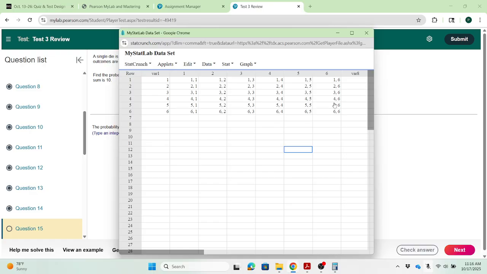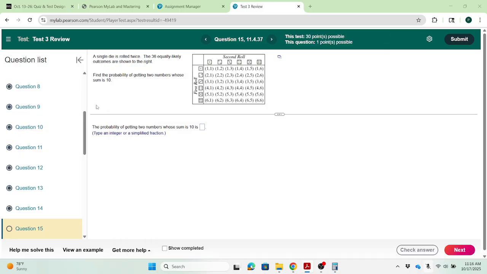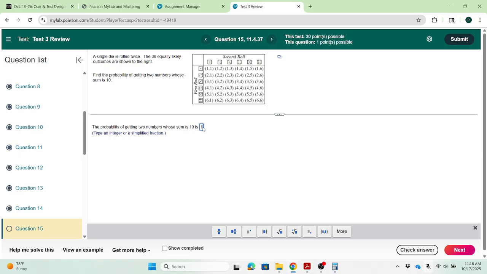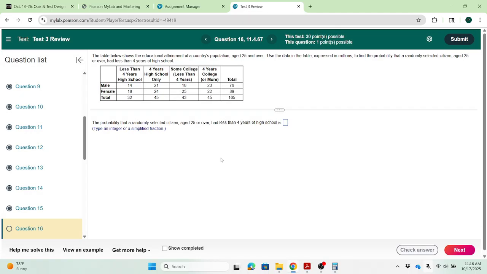So it's 3 out of 36. Three outcomes have a sum of 10 out of 36. If you simplify this, it's a 1 out of 12 chance. So it's 1 out of 12. Go to the next problem.